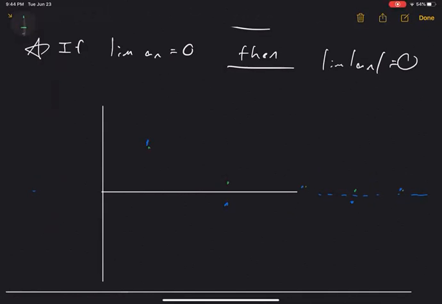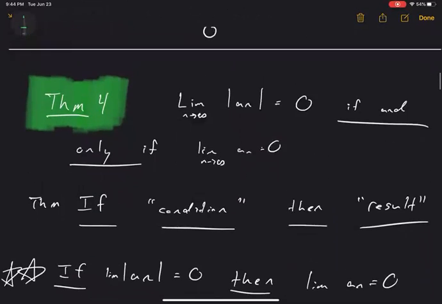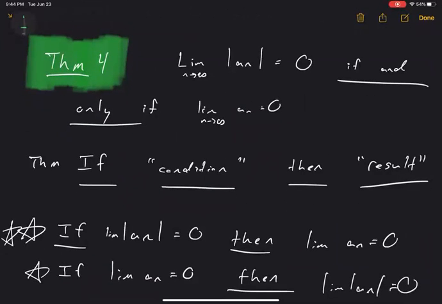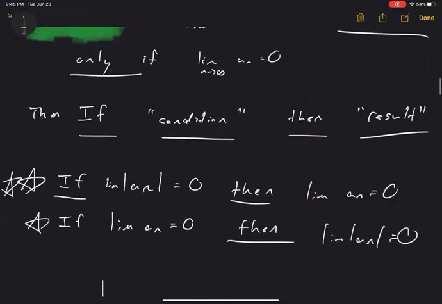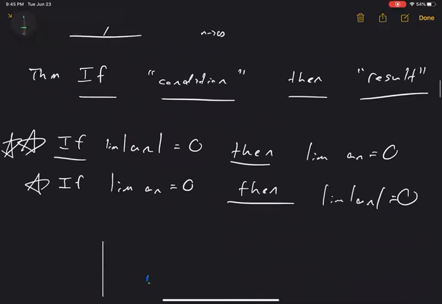Again, we would state that as the limit of the absolute value of an equals 0 if and only if the limit of an equals 0. If that terminology confuses you, just remember that statement is the same as these two statements combined.